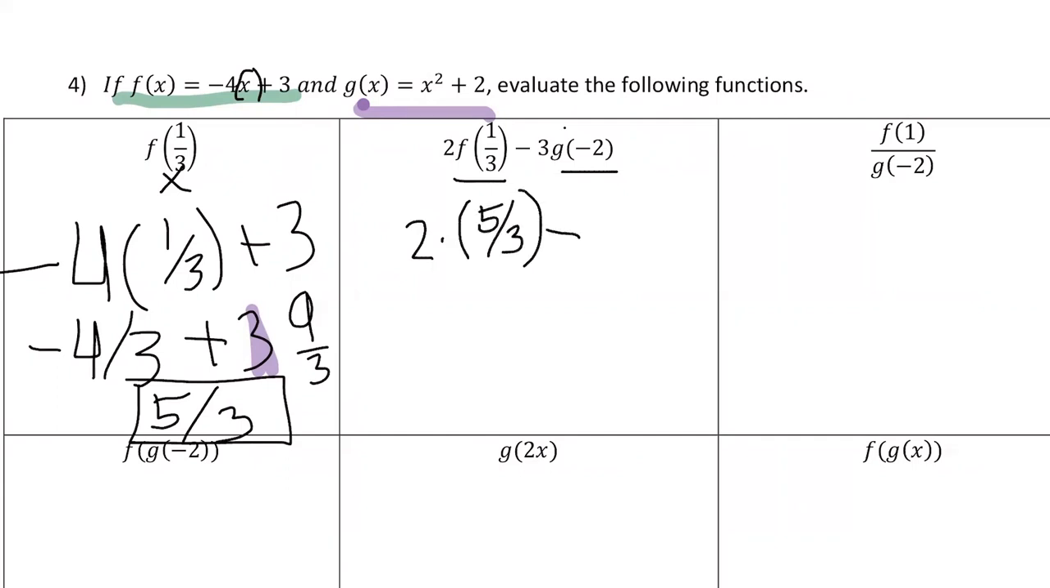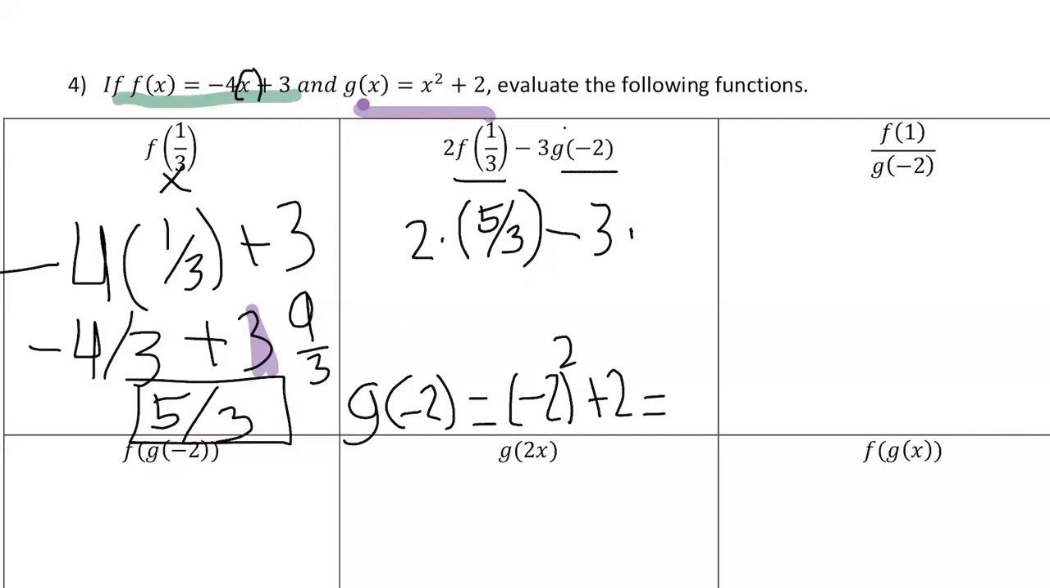minus 3 times, and we're going to figure out this new answer because we haven't done this yet. I'm going to do this on the bottom: g of negative 2. Make sure you're looking at the g function up here. Make sure you use parentheses. That's common, especially when you have powers and negatives. If you're not careful, but negative 2 squared is positive 4, plus 2, you should get 6. So that's what g of negative 2 is.